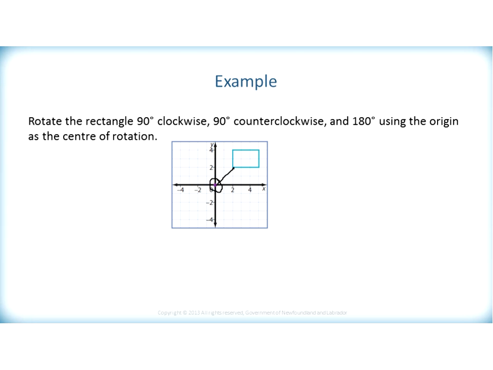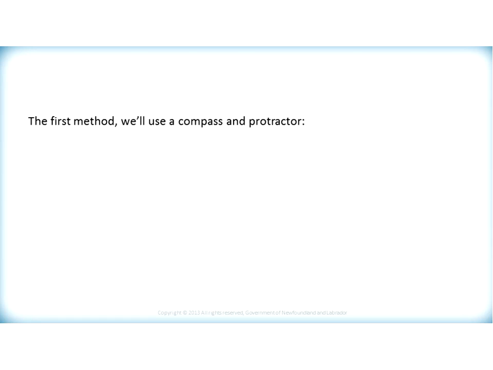I'm going to take this line and rotate it 90 degrees clockwise first. Later I'm going to do it 90 degrees counterclockwise. And lastly I'm going to rotate 180 degrees. So we're going to use two different methods. The first is the method that we've already discussed, which is using a protractor and a compass, or tracing paper. Okay, so that's the first method.